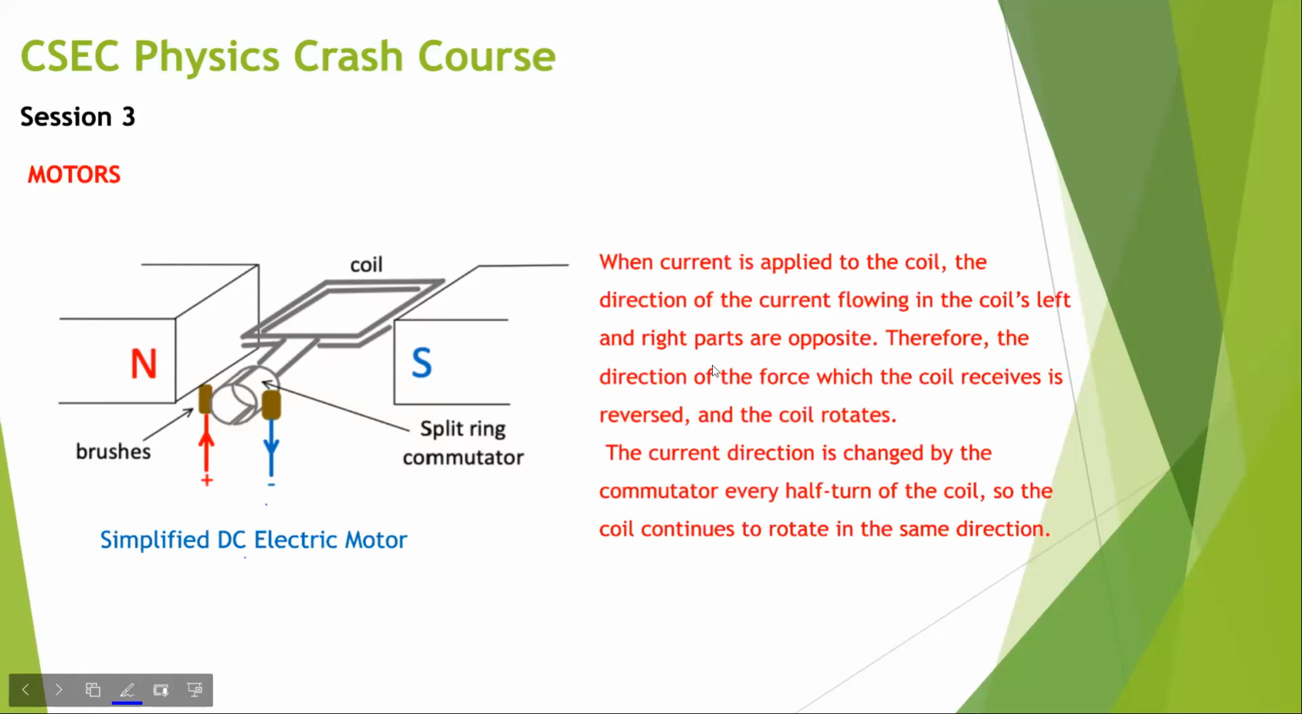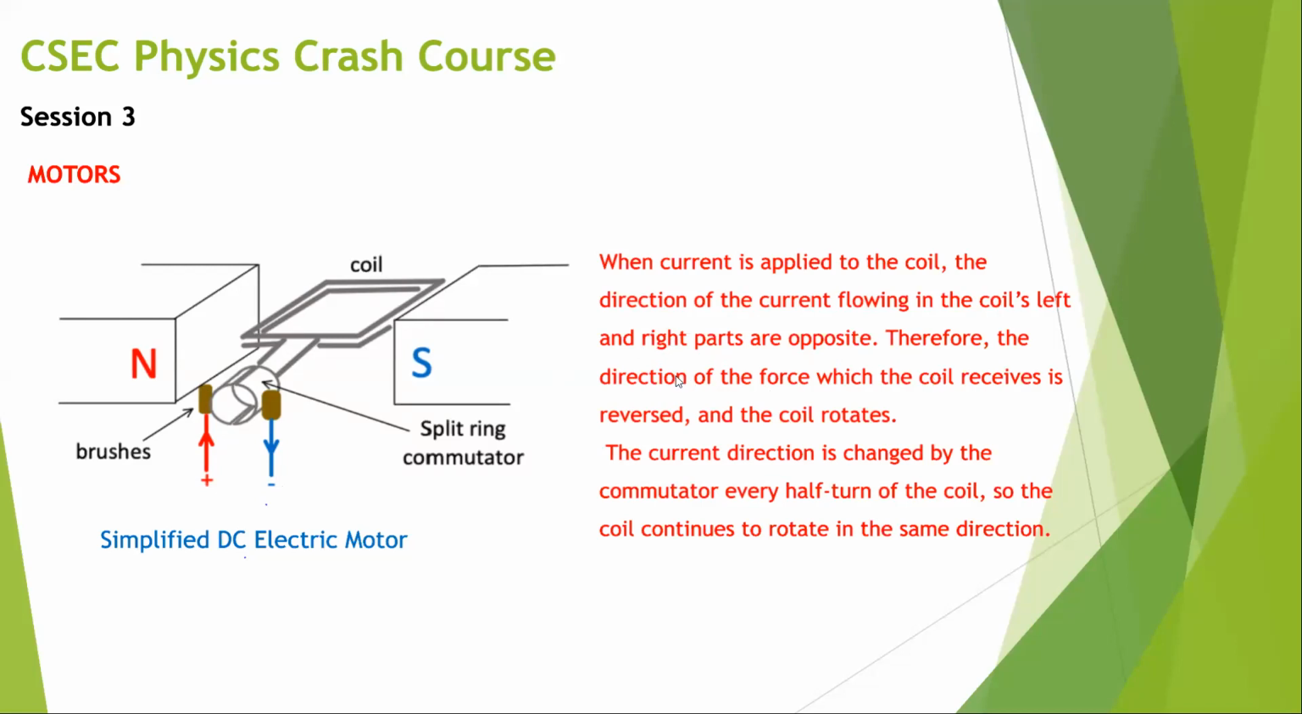All right, the principle of its operation. When current is applied to the coil, so when the current is on, using conventional current again, current will flow to the brushes. The brushes pass the current to the split ring commutator, which then passes it to the coil. The direction of the current flowing in the coil's left and right parts are opposite. If we're using conventional current, in the left side of the coil the current is going into the screen, while on the right side, it is coming out of the screen.